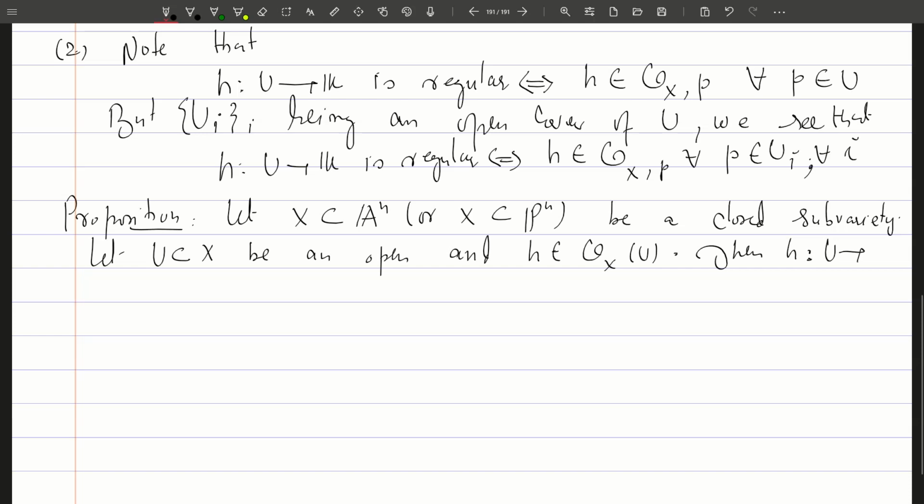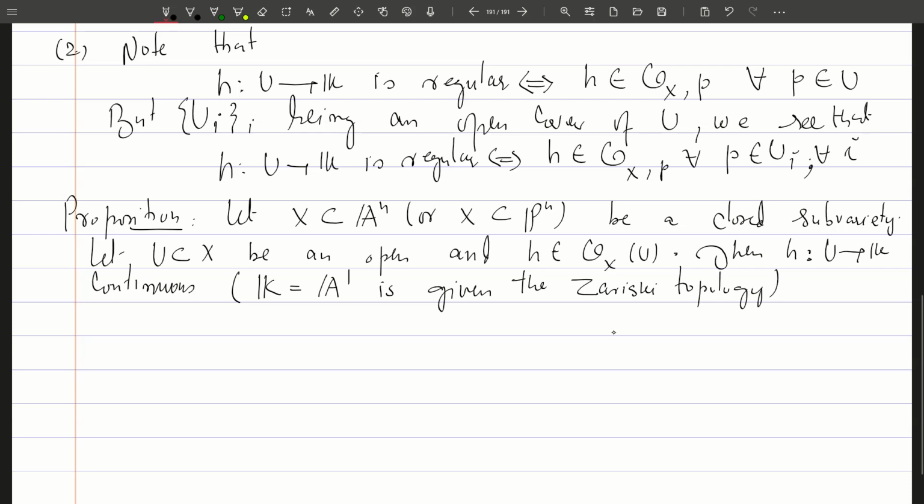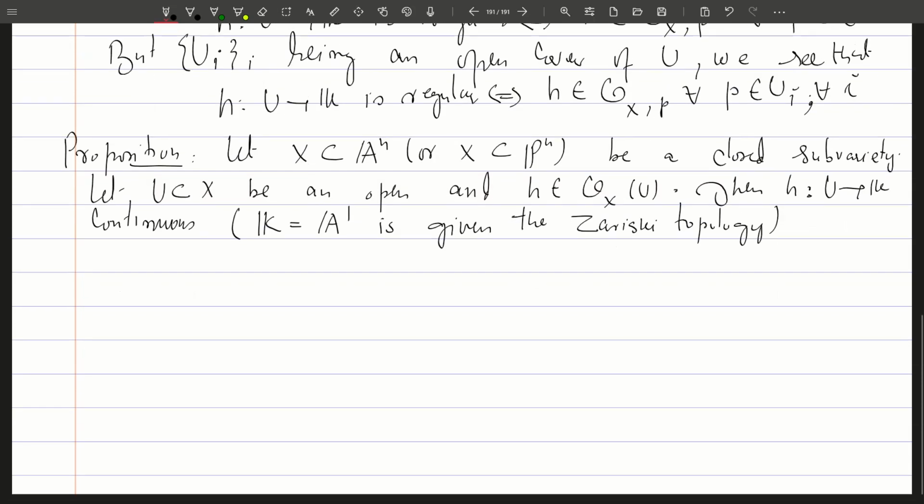So then h from U to K is continuous with respect to the Zariski topology on the space. We have K to be the affine one space, and this space is given the Zariski topology. With respect to this topology, every regular function on U is continuous. So let us prove this.